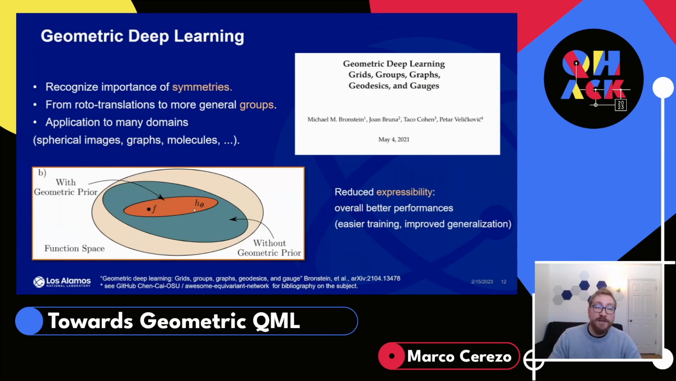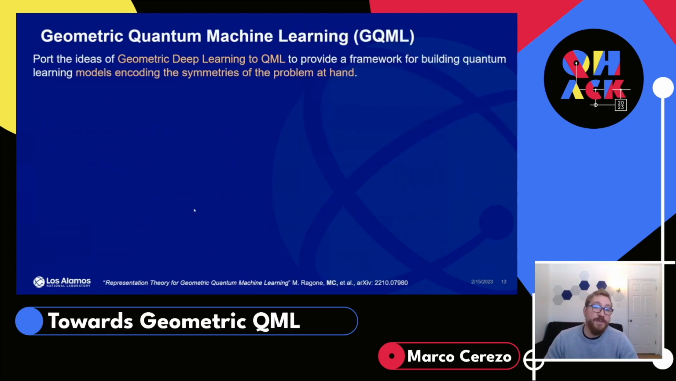So this is what we're trying to do in geometric quantum machine learning, which is just taking the ideas of geometric deep learning and importing them to quantum machine learning, and finding ways in which we can create models that encode the symmetries of the problem at hand. Because the thing is that some of the tools that people use in classical machine learning aren't really that directly transferable to quantum machine learning. So we really need to analyze how the same ideas can be applied with the quantum formalism.